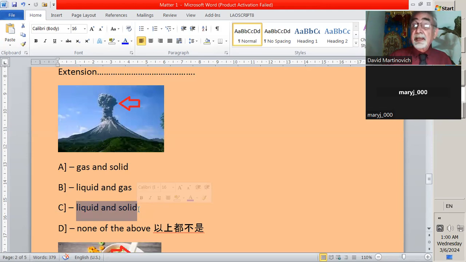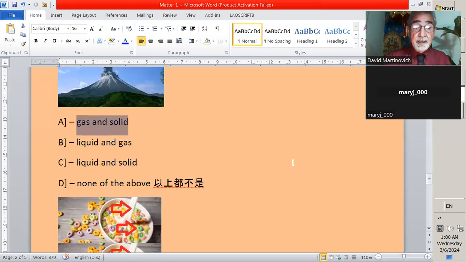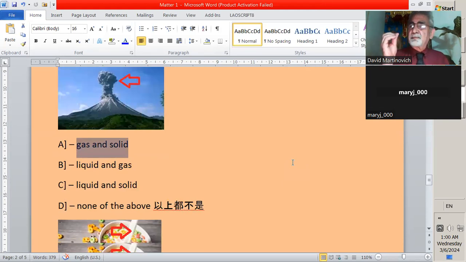How about Hank? Hank says it's a gas and a solid. Show me your thumbs. Correct. It's a gas and a solid. The solid is the black stuff. If you touch that black stuff, it will get in your fingers and your fingers will turn black. They call that volcanic ash.